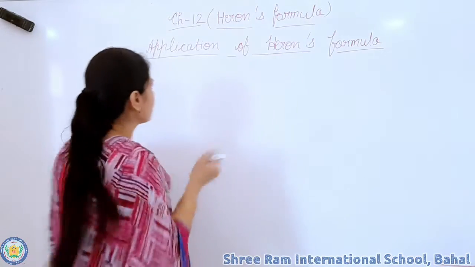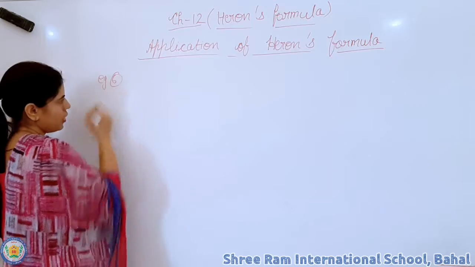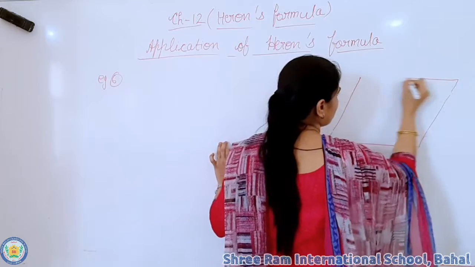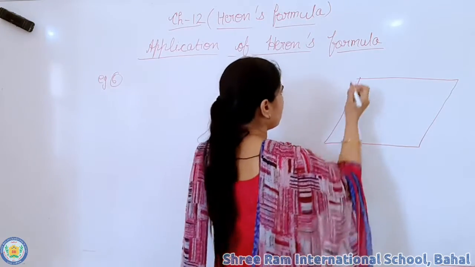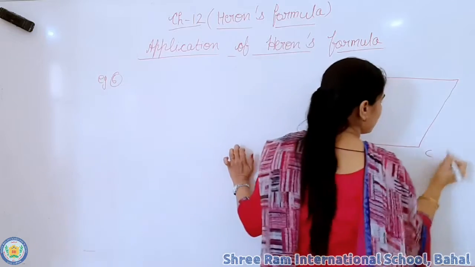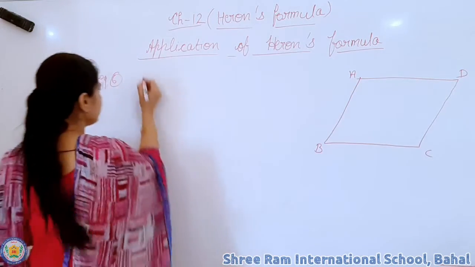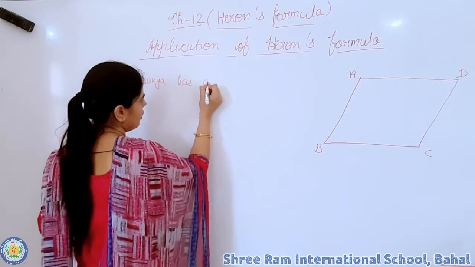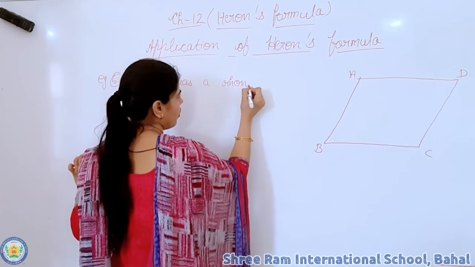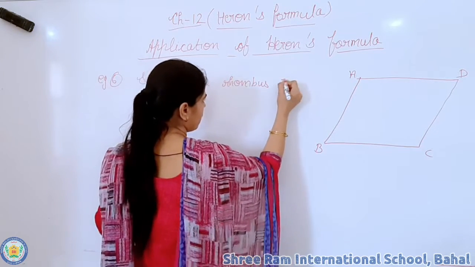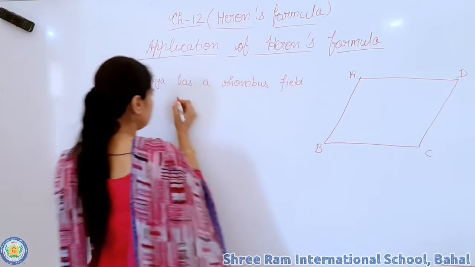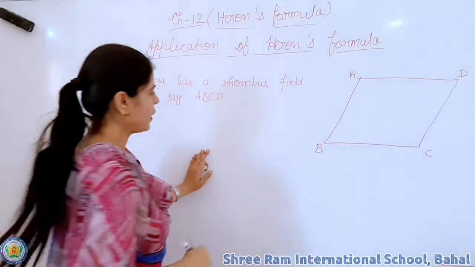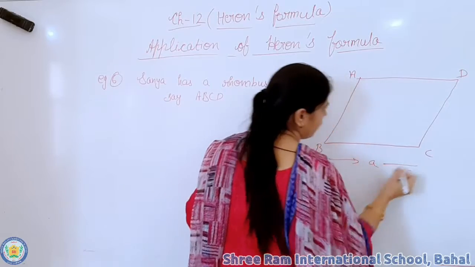Now we will do example 6. In this example, Sanya has a field in rhombus shape, say A, B, C and D. Let a be the side of this field.